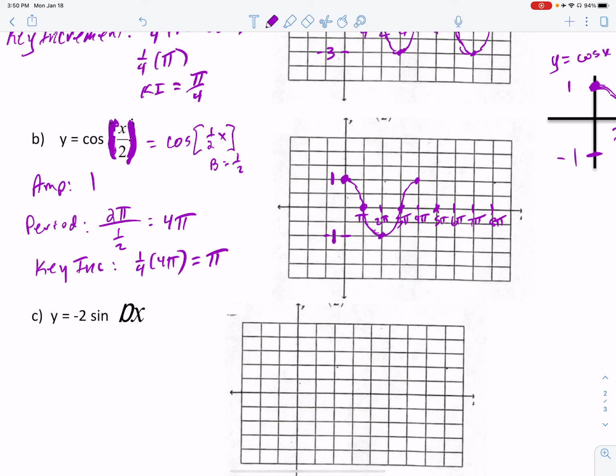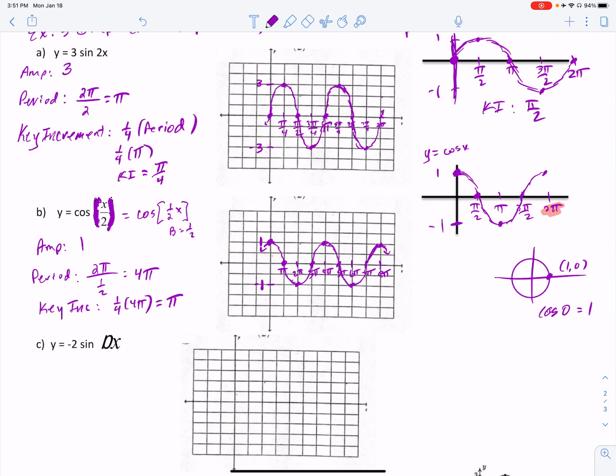But then they want us to continue and graph it for 2 periods. So we're going to continue and graph it for 2 periods. It's important that you do these without using Desmos, and that you identify the period, the key increment, and that you're analyzing the graph to graph it.